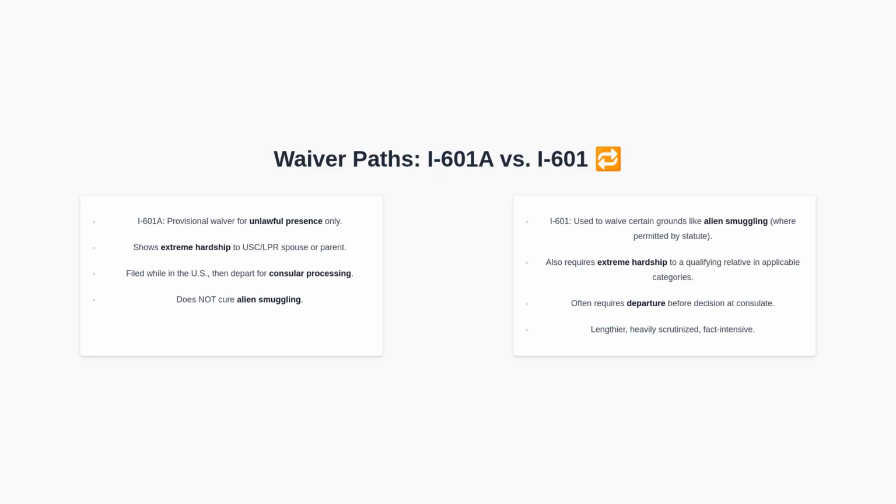Furthermore, consider the difference between I-601A and I-601. The I-601A is a provisional waiver designed specifically to address unlawful presence. It requires extreme hardship to a U.S. citizen or lawful permanent resident spouse or parent, and is filed while physically present in the United States before departing for consular processing. It does not cure alien smuggling. By contrast, the I-601 may be used to waive certain inadmissibility grounds, including alien smuggling in limited statutory contexts, and also requires extreme hardship to a qualifying relative. This path often necessitates departure for processing, is more fact-intensive, and is subject to strict scrutiny.